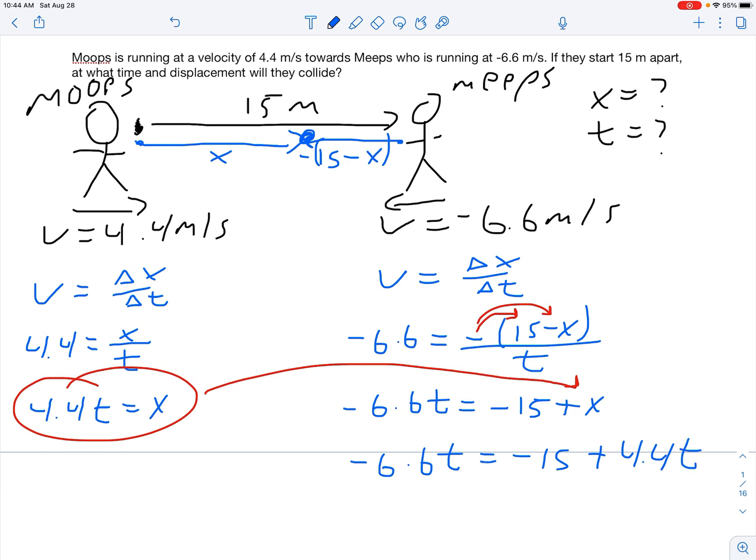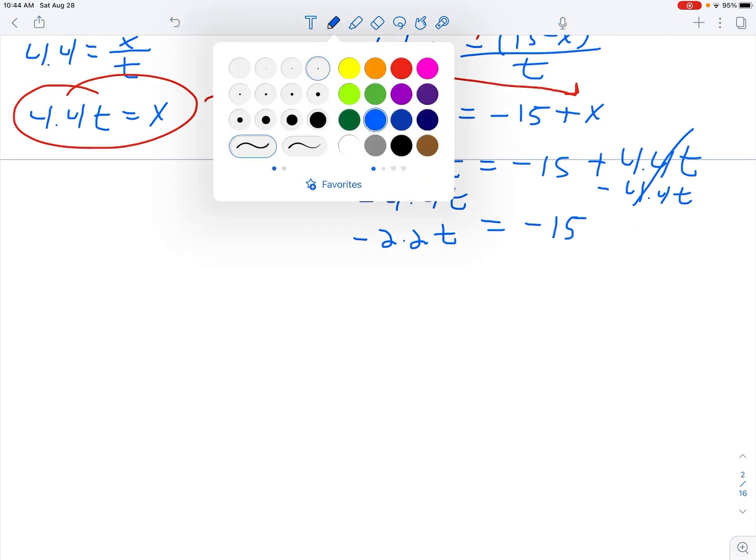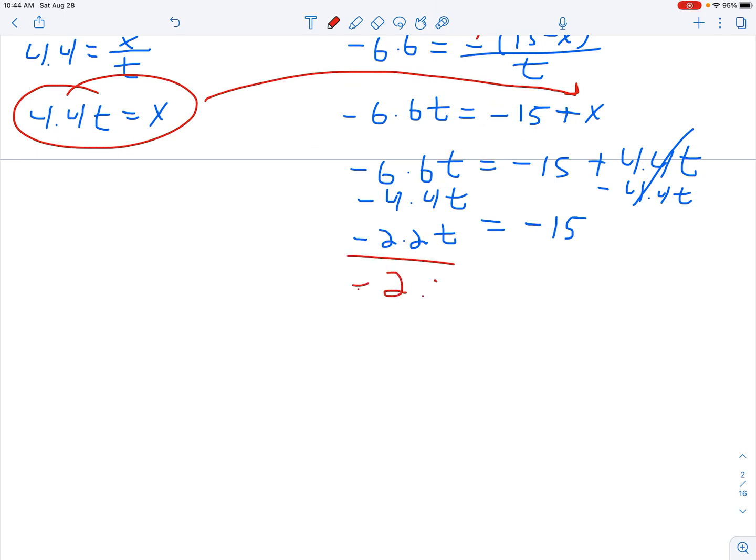Now I can solve this. Let's subtract 4.4t from both sides. That's going to cancel. I'm going to get negative 15 on this side, and on this side I have negative 2.2t. From here, I'm going to divide both sides by negative 2.2. Oops, not the t, sorry. Let me go back. So the negative 2.2 is canceling on both sides, and I'm left with t equals negative 15 divided by negative 2.2, which is 6.82. Awesome, that's one of my answers.